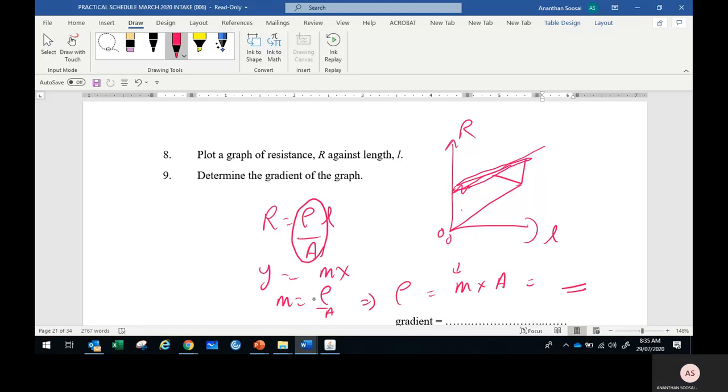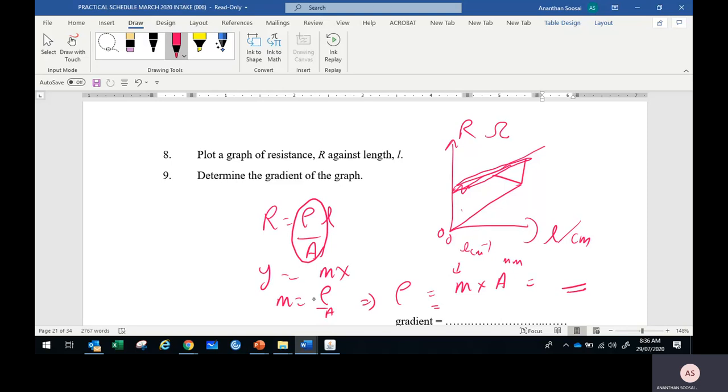But your gradient, what do you need? Gradient here is in ohm. Did you use meter or centimeter for length? If you use centimeter, then after you get this answer, you have to convert to meter. So those who put centimeter, I think your answer is going to be slightly different. The diameter was in millimeter. I don't know whether you changed millimeter to meter or not. If you never changed it, this will be in ohm per centimeter. So before you multiply, I think convert them to SI.